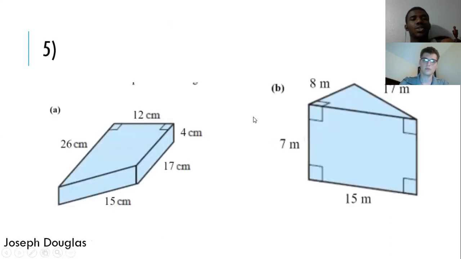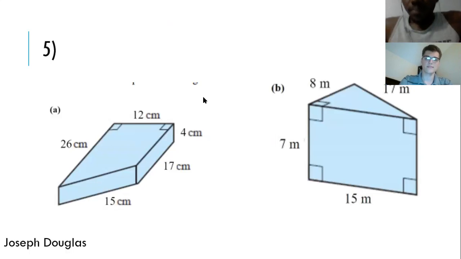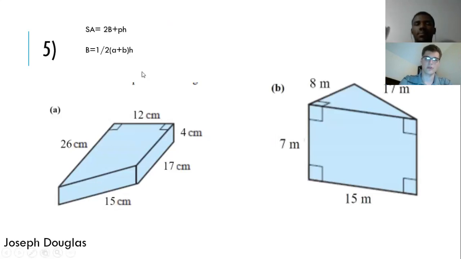Well, I have another question. For each shape, how do you find the surface area? Okay, that's a good question. It depends on which one. We'll start with the first one. The surface area of this whole thing is going to be 2 times the area of the base plus the perimeter times the height. That's the basic prism formula.